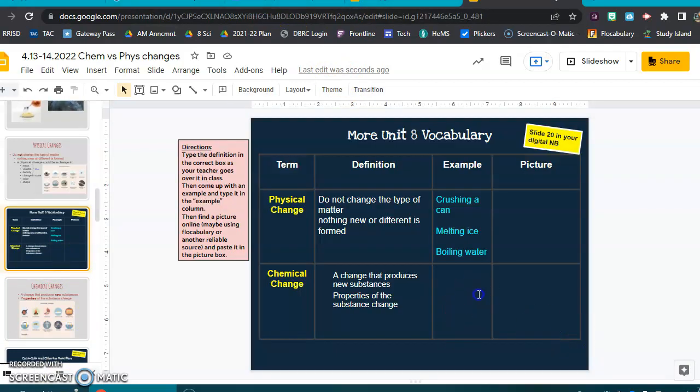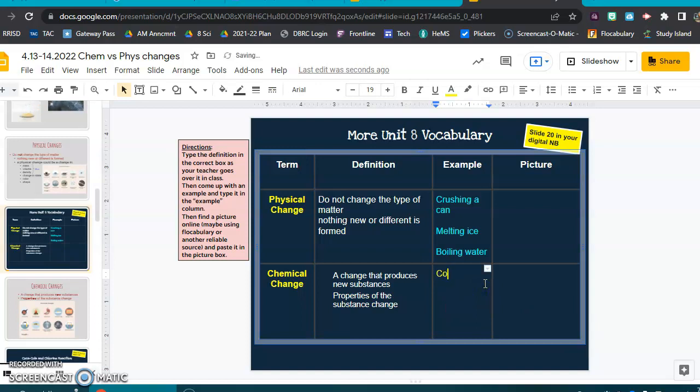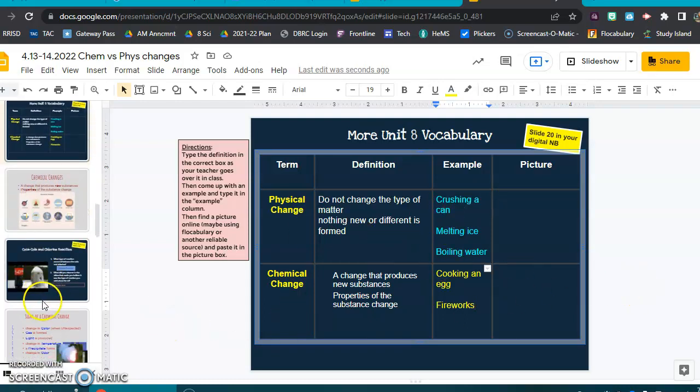So here, let's put in cooking an egg, because you change the proteins, and that actually changes the substance. We'll say fireworks, because again, can't put it back together. Okay, I could actually take this can and really iron it out. I could not take a firework once it's been exploded. So you want to make sure you find pictures on Google for your notebook.